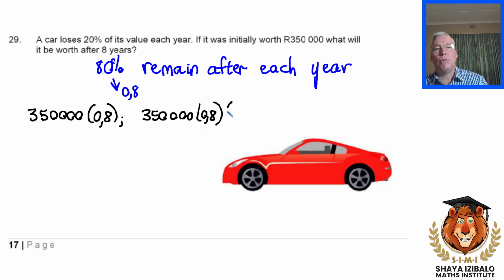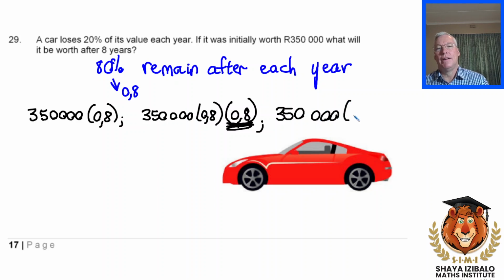To work out what it's worth at the end of year two, we must take 20% off it. In other words, we must find 80% of it, all right? And notice that this is what keeps on happening. So at the end of year two, it's actually worth 350,000 times 0,8 squared. That number needs to be multiplied by 0,8 to take another 20% off it. I hope it makes sense. It always makes sense. 350,000 times 0,8 cubed. Okay, so this is term 1, term 2, term 3.